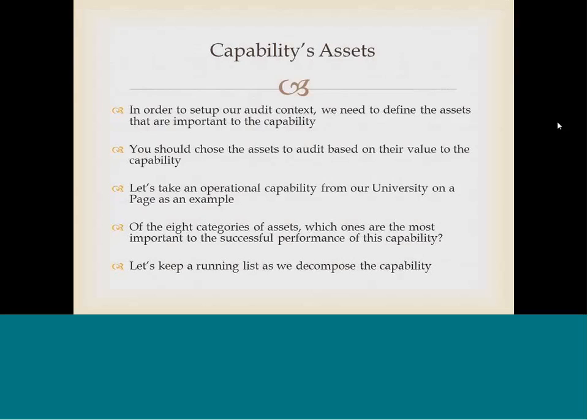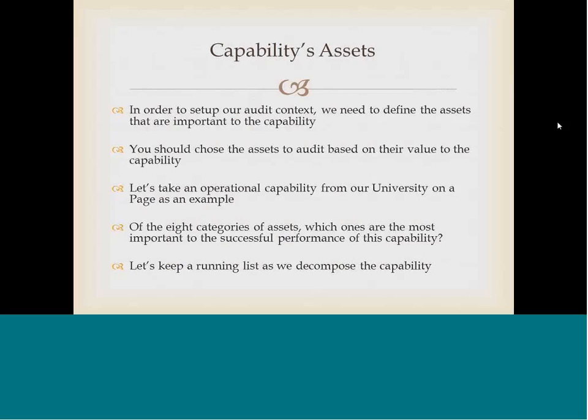In other words, we might have 8 categories of assets that are required to support a capability, from the perspective of Andreessen's model, but we might not be able to audit all of those, and they have to select one type of asset to audit. So consider the value of the capability and then the value of the asset to supporting the capability.